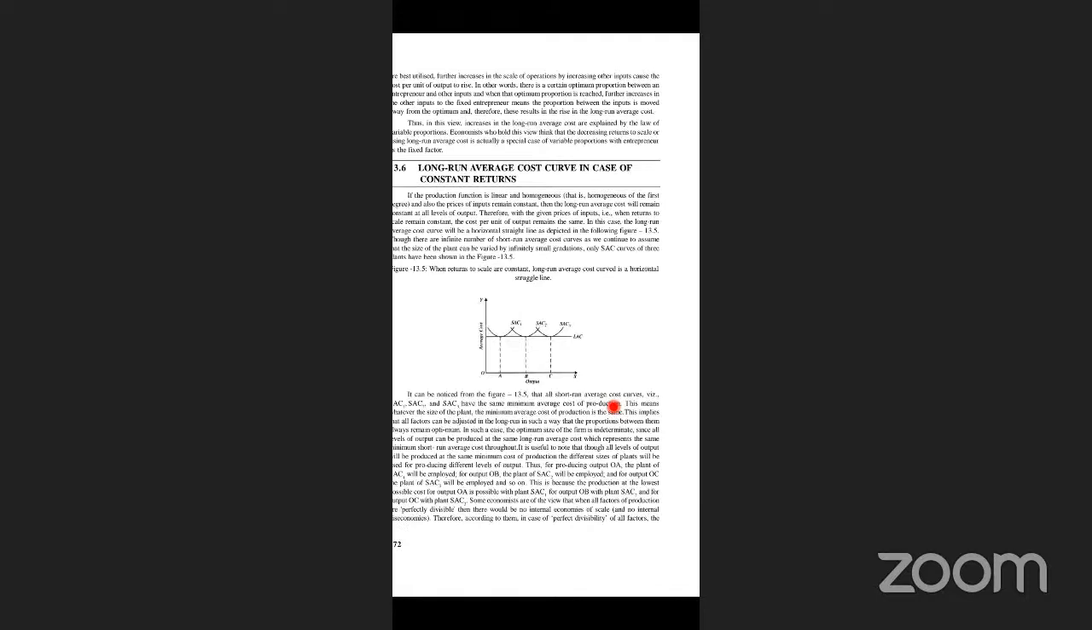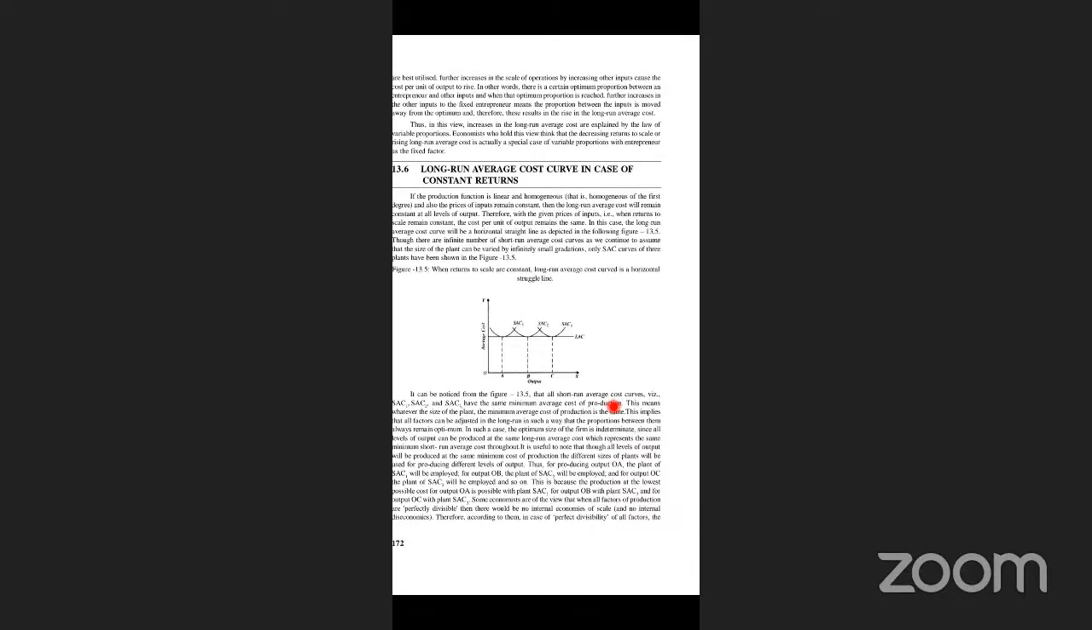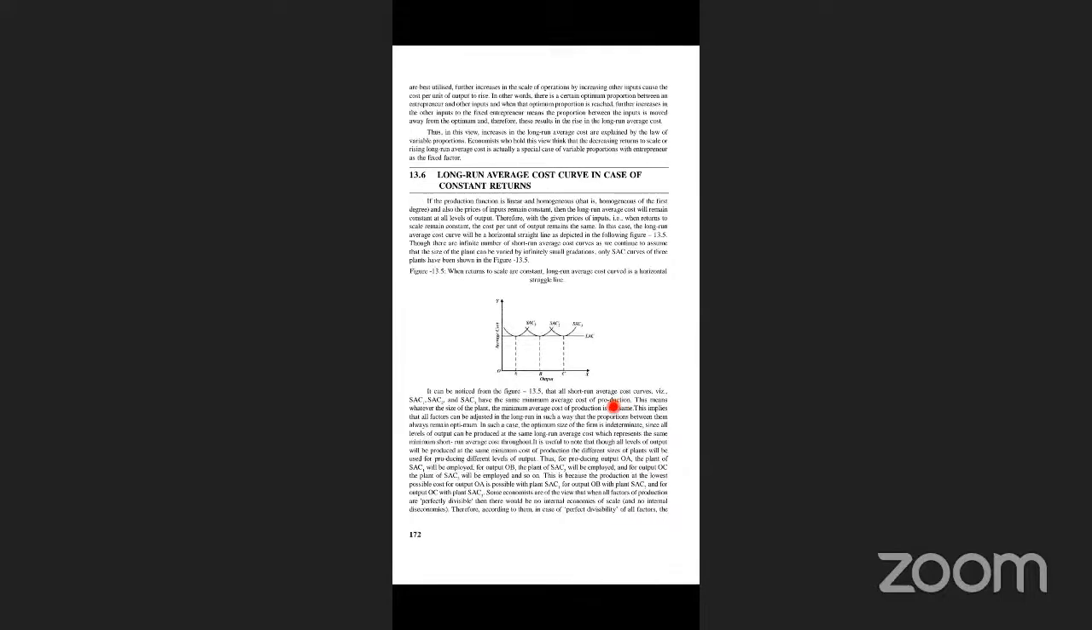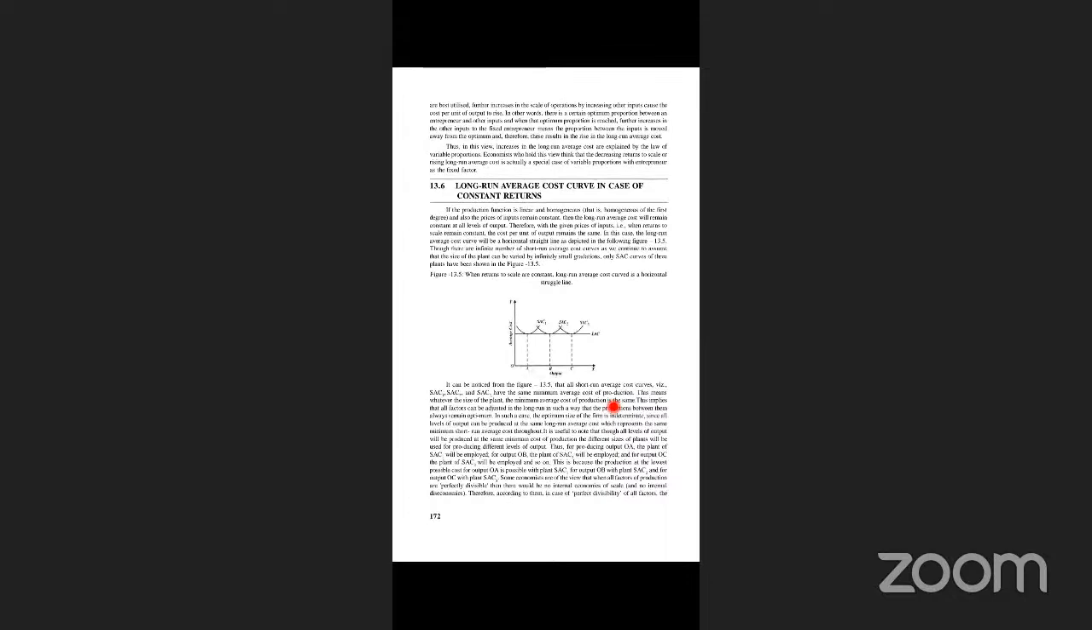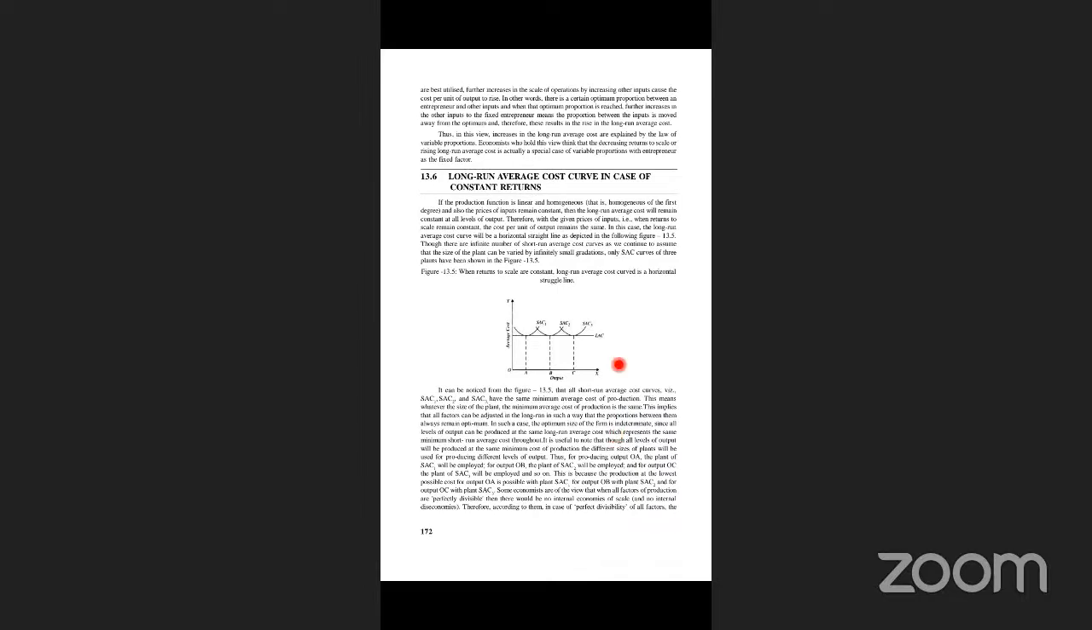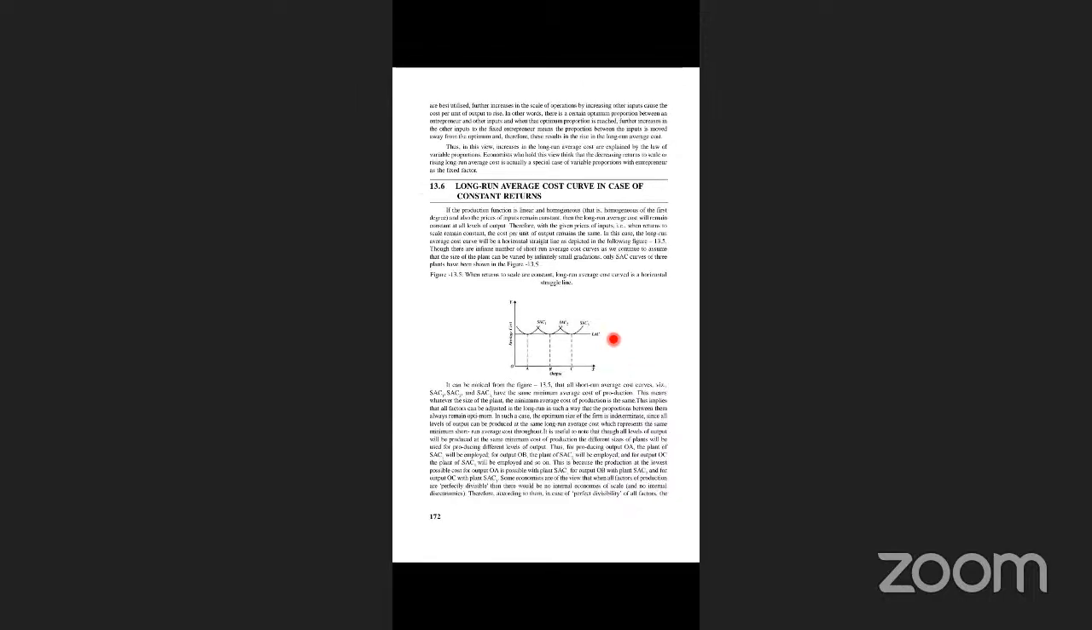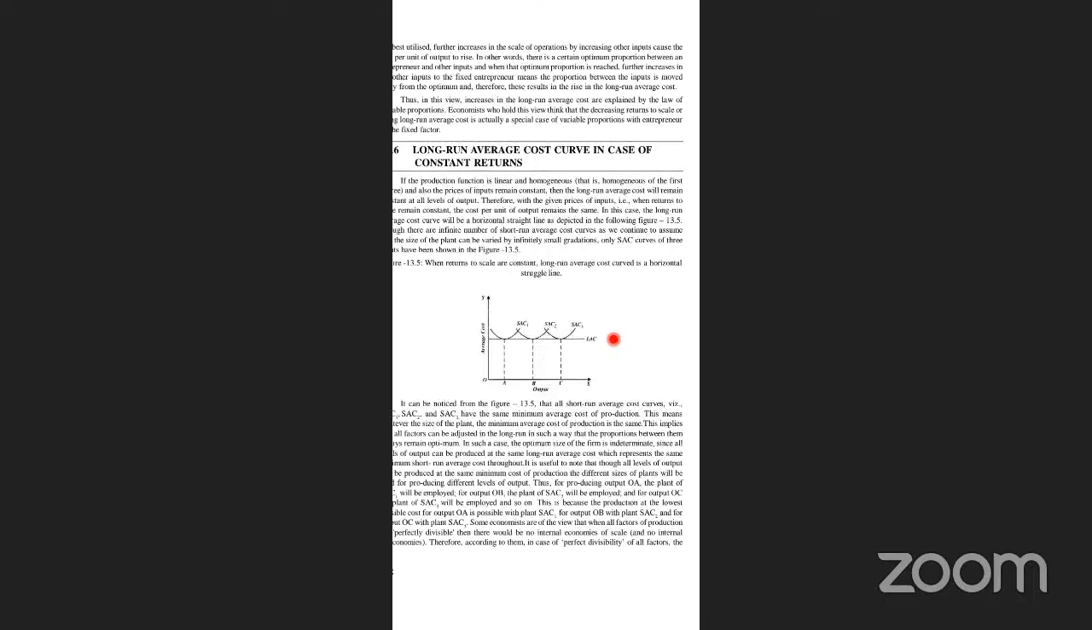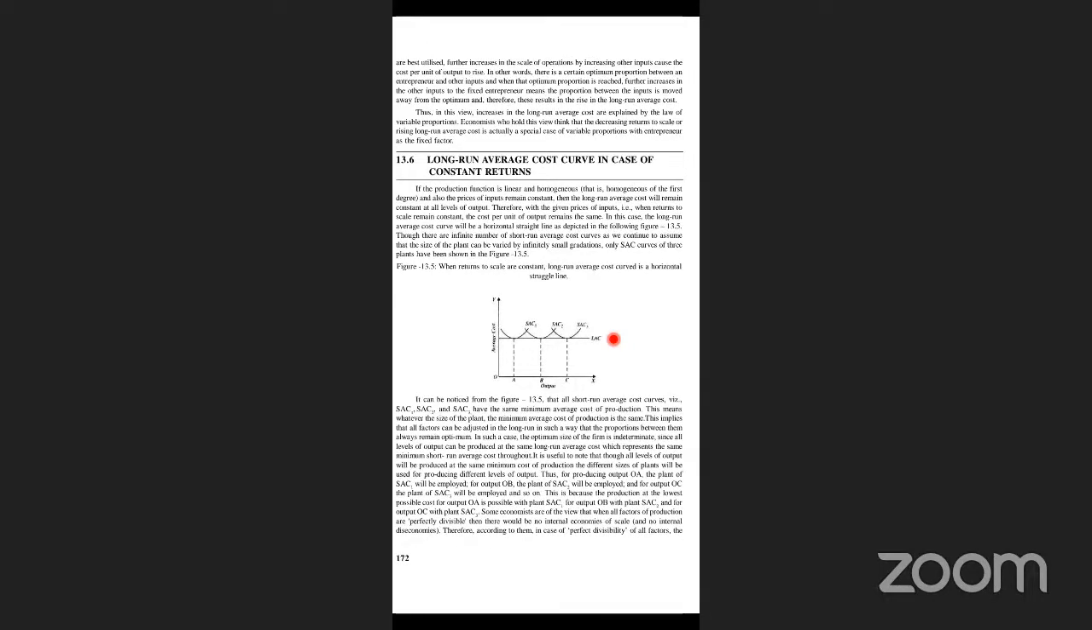Next is the average cost curve in the long run when there are constant returns. When the returns are constant, the average cost curve, cost curves are always U-shaped curves. Now you see in this, average cost is on the y-axis and output Q is shown on the x-axis. And three curves are shown, short run. When returns are constant, the long run average cost curve is horizontal.